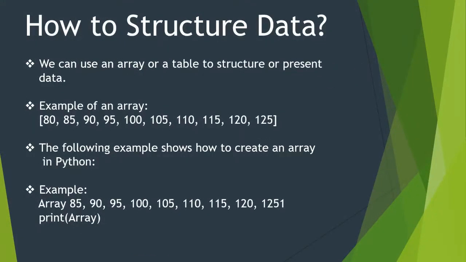We can use an array or a table to structure or present data. This is an example of an array: 80, 85, 90, 95, and then an extra one. We can give a Python program to print this array in the correct format like this. Array 85, 90, 95, and the last number we have changed. These things are the same, and then we print the array. This is how to structure data.